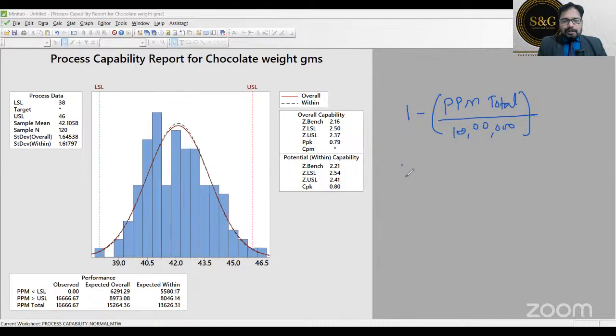Where will we find ppm total? You can see here. Can you see this number, guys? This is our ppm total. Now, this is not the observed one, because we are calculating the overall one, this one: 15,264. I'm just rounding off for your understanding.